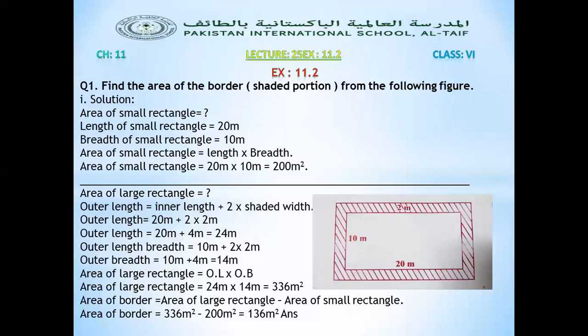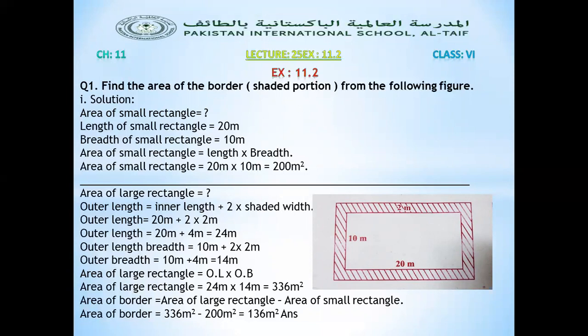Area of the border is equal to the area of the large rectangle minus the area of the small rectangle. Here, the area of the large rectangle minus the area of the small rectangle equals 336 minus 200, which equals 136.